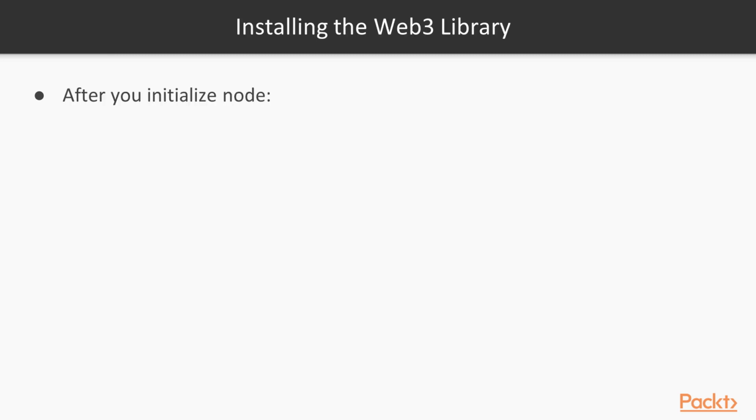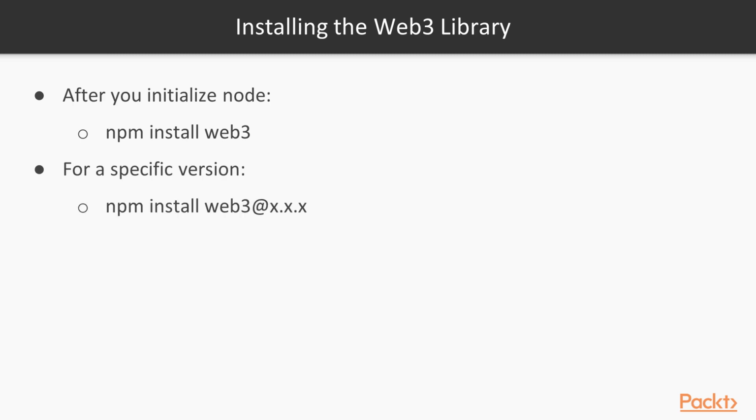So how do you get Web3? Simply put, you can just do a quick npm install right into your directory after you initialize Node. For a specific version, you would do npm install web3 at, and then the version, which is normally numbers separated by periods. There are also beta versions. For example, you can get access to 1.0 beta. To do that, you would do a very similar npm install of Web3, but at the end of the version, you would add a -beta followed by a period and the number.